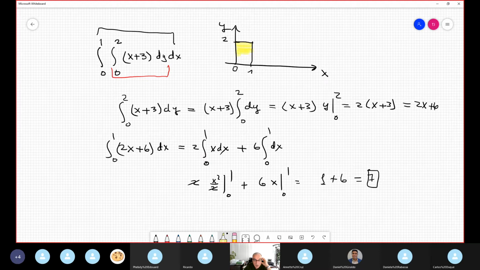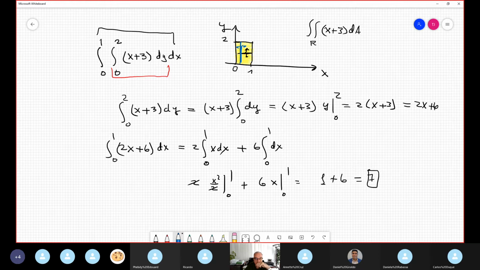Suppose another way to present the exercises, the example, is a double integral with no specification of the limits of the function x plus 3, no specification of dA, no specification of the order of the integration. You integrate with respect to x first and y secondly, or y first and x secondly. There are two different possibilities.